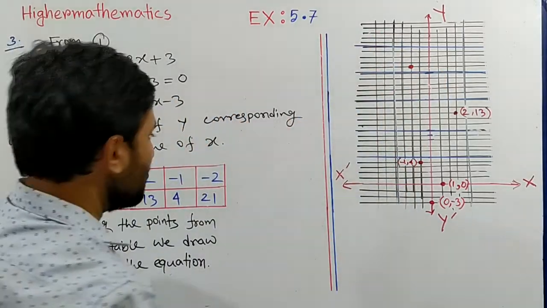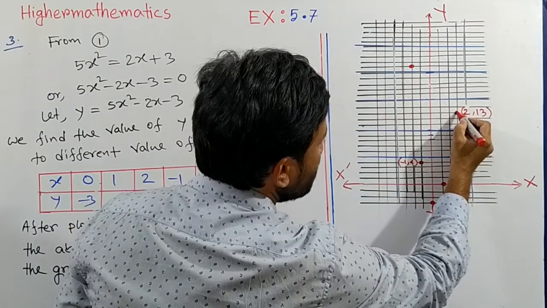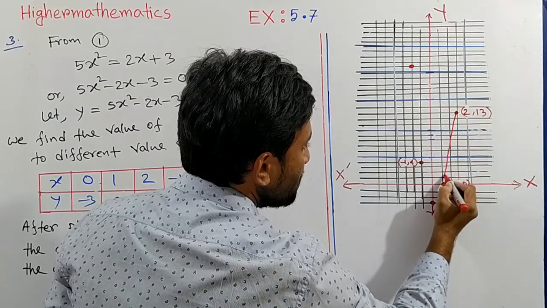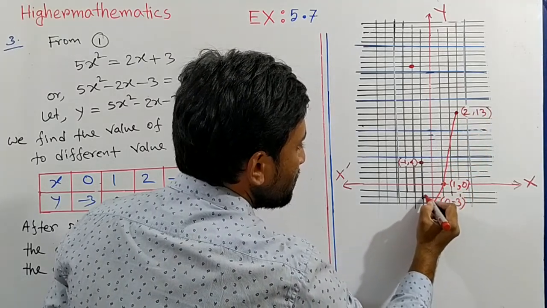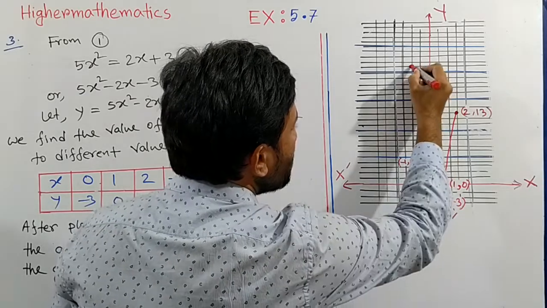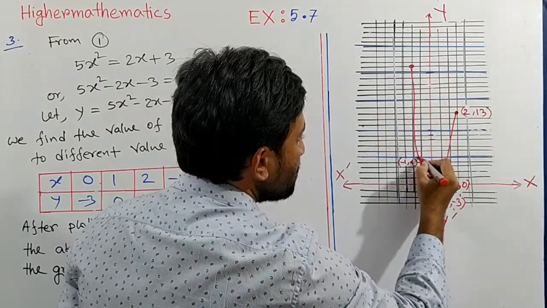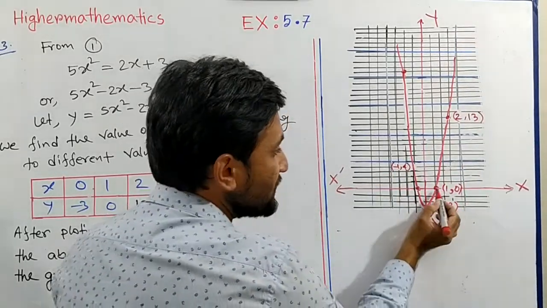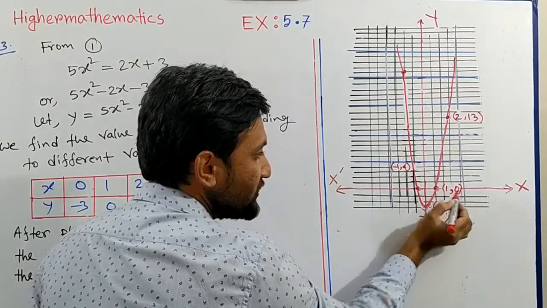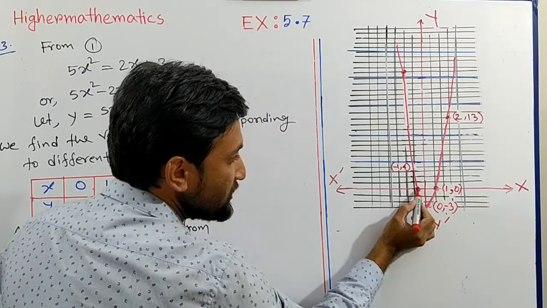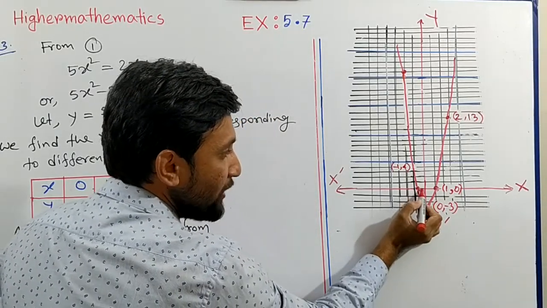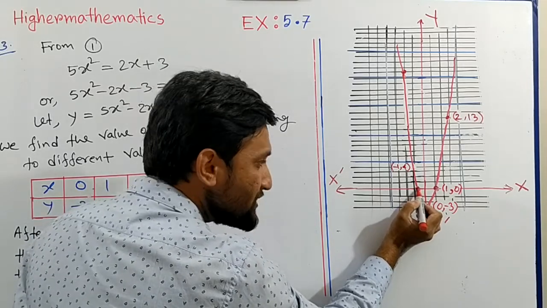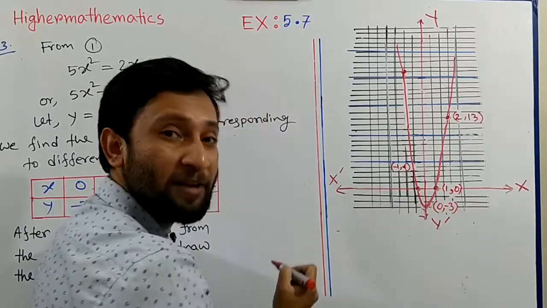Now join each point on the graph. Join every point by freehand. Now joining. After joining all the points, the graph intersects the x-axis at the point (1, 0), and the other part intersects the x-axis at a point more than 0.5 on the negative side, that means about −0.6.